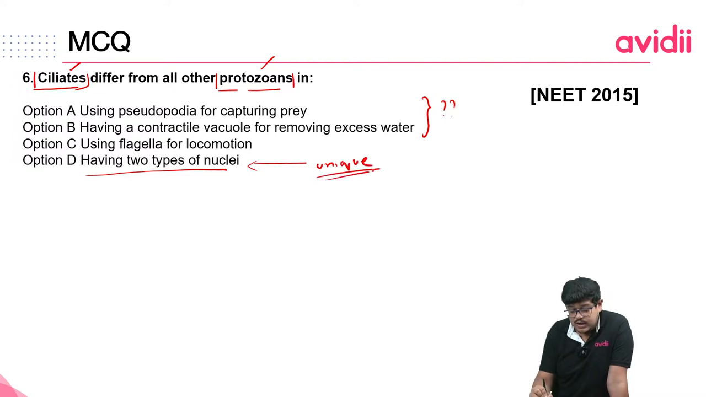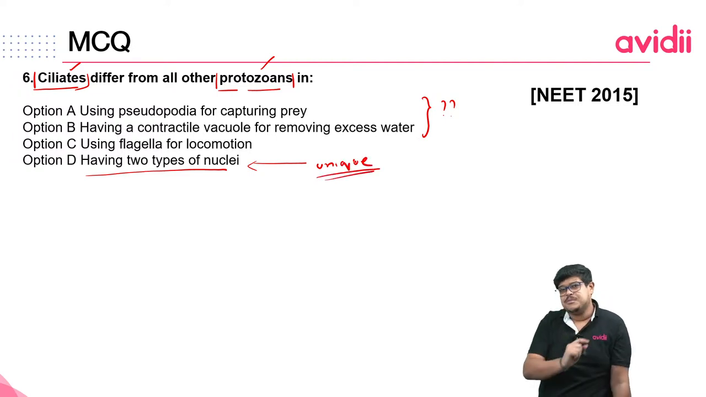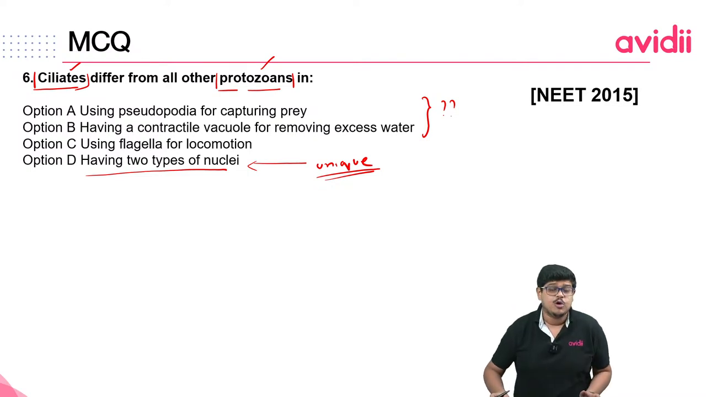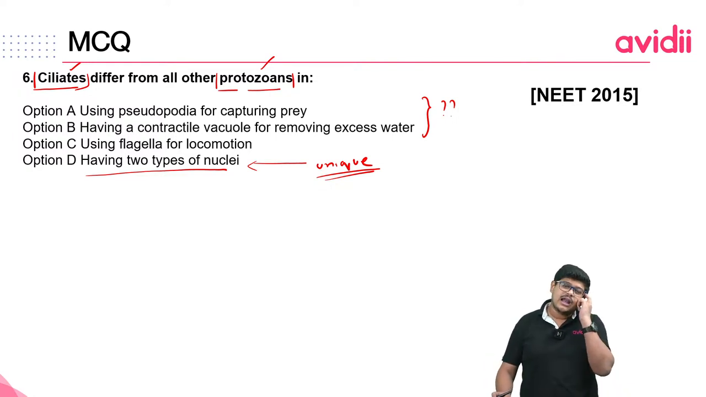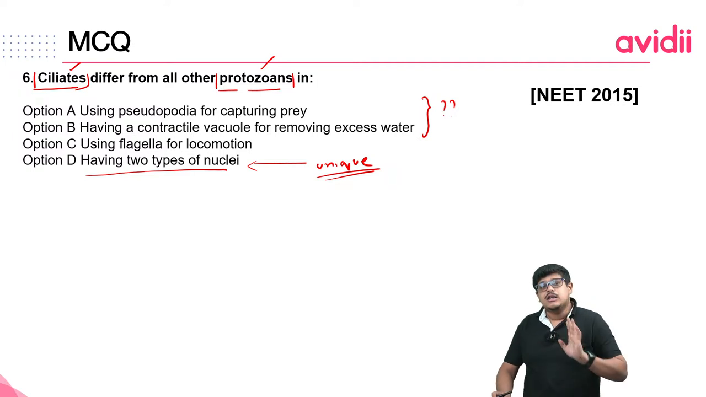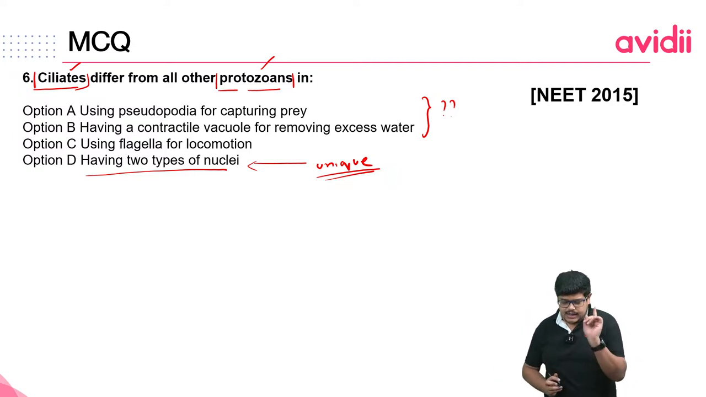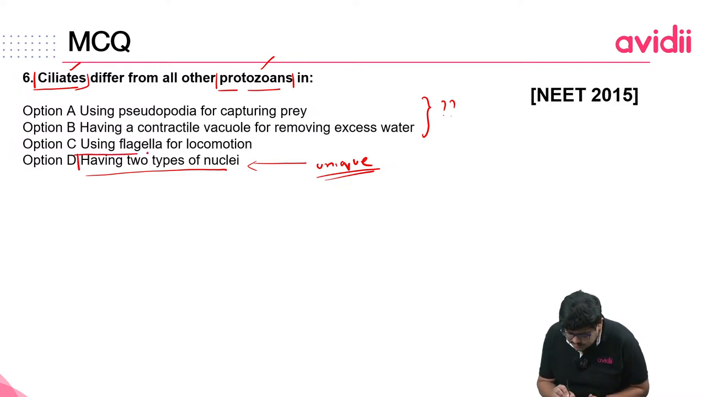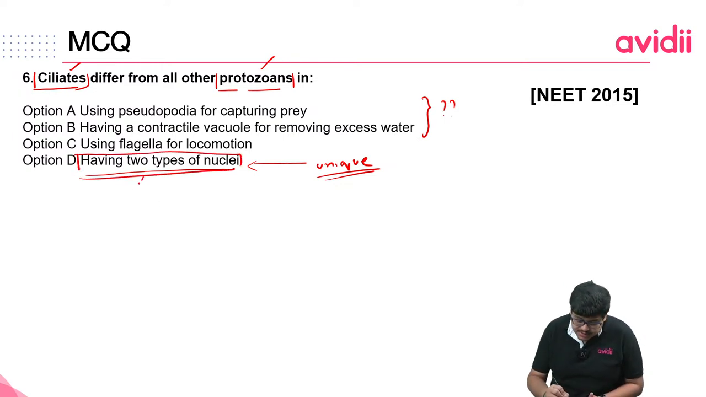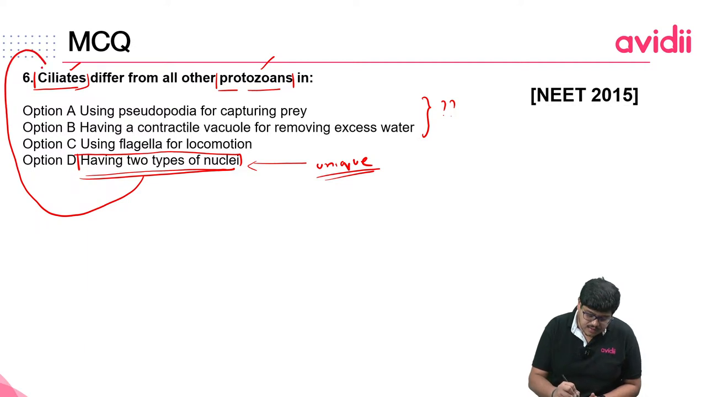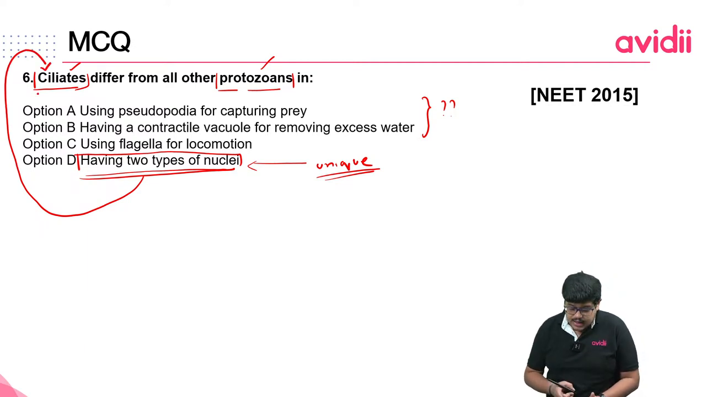And again, I told you, while you are going through the topics, the uniqueness and the exceptions, you need to have clarity upon them, or you need to read them thoroughly. These exceptions, this uniqueness, the question will come from there; it will not normally ask you otherwise. When your question comes, they will ask you what is the uniqueness, right? So these unique questions will be there. If you see the options, the last option is telling you having two types of nuclei. Now this is the unique feature of ciliates.